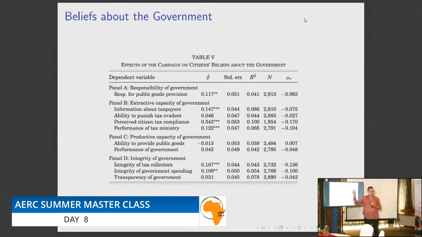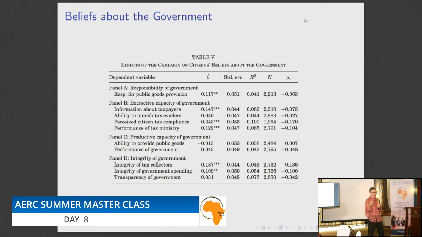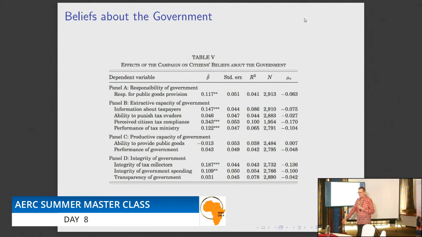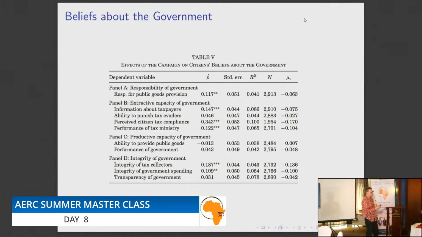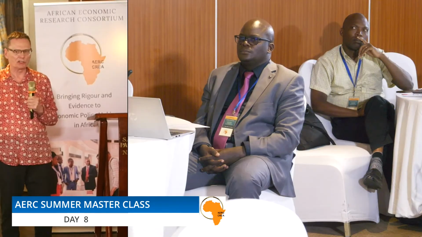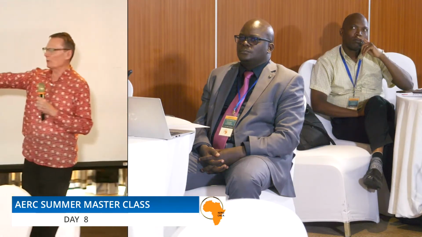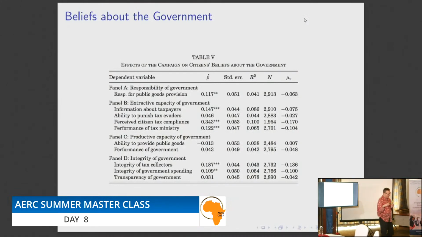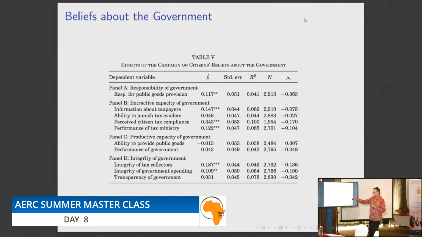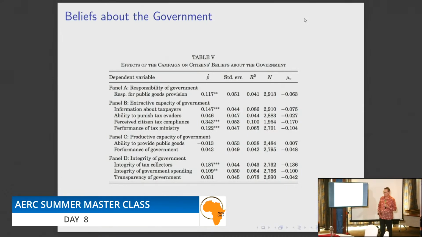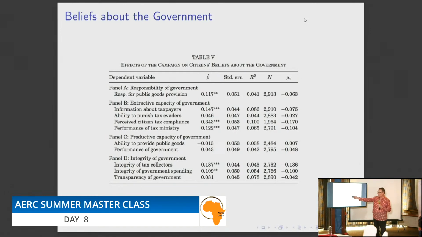Of course you could ask, is there heterogeneity between people who pay and people who don't pay? That's a tricky one for economists because it's extremely endogenous whether I pay or not. And I already showed you that the people who pay are people who are wealthy, people who are more educated. So that's a tricky regression to run. But I'm just pointing out there are some interesting things here in terms of people who don't actually pay. They also change their beliefs about the government's responsibility for public goods, and not about other things.